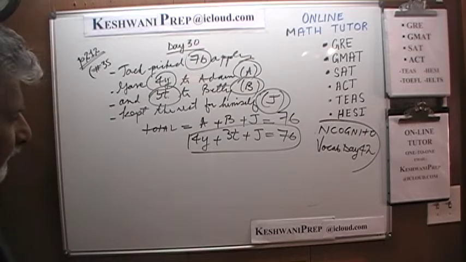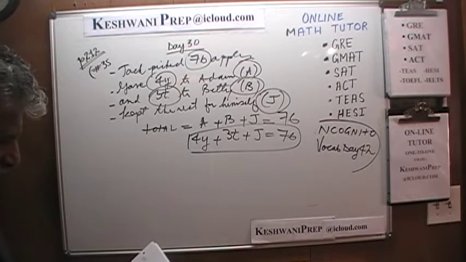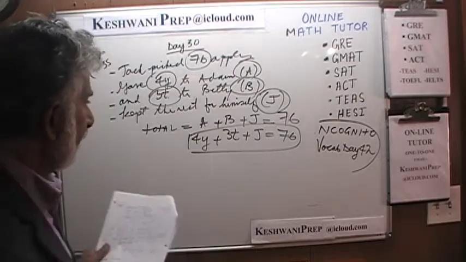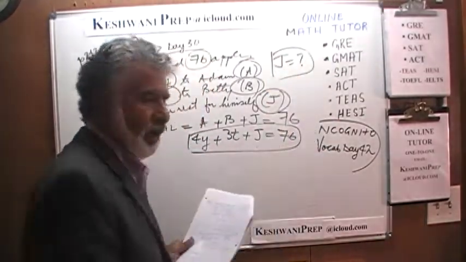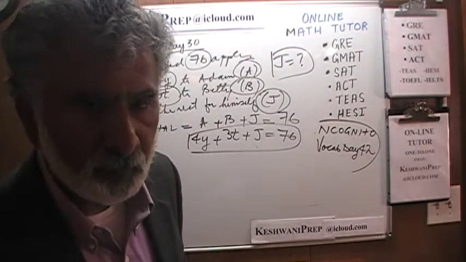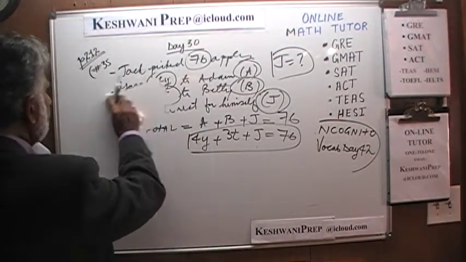Let's see what they tell us in the first statement. What is the question asking? Oh, what's the value of J? The question is, what's the value of J? How many apples did he keep for himself? Let's find out.